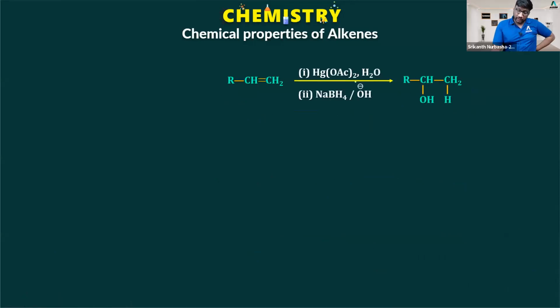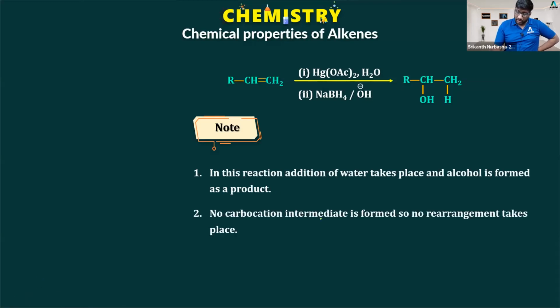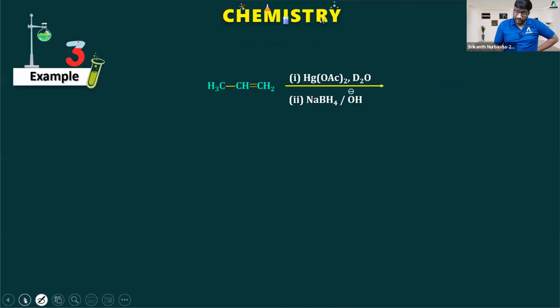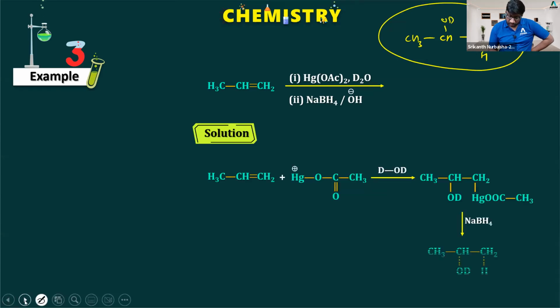OH and H are added according to Markovnikov's rule. In this reaction, addition of water takes place and an alcohol is formed as the product. No carbocation intermediate is formed, so no rearrangement takes place. It is Markovnikov addition of water. What will happen here? D2O is given. So we write CH3CH(OD)CH2H, that's it. CH3CH(OD)CH2H.